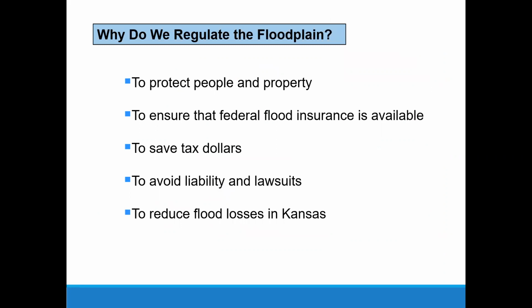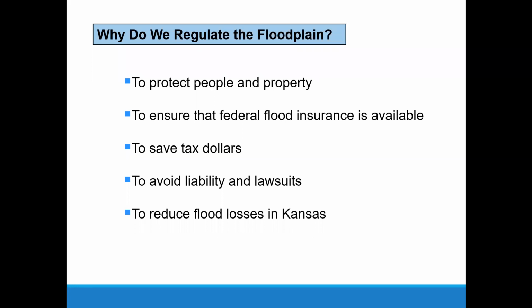And so why do we bother regulating the floodplains? As I mentioned, the goal of the NFIP is to reduce flood losses, which means people and property, so loss of life and property damage. We'd like to reduce that. Ensure that federal flood insurance is available, again, making sure that people are taking responsibility for developing in high-risk areas, and reducing federal spending on those types of structures, saving tax dollars in that way, avoiding liability and lawsuits.